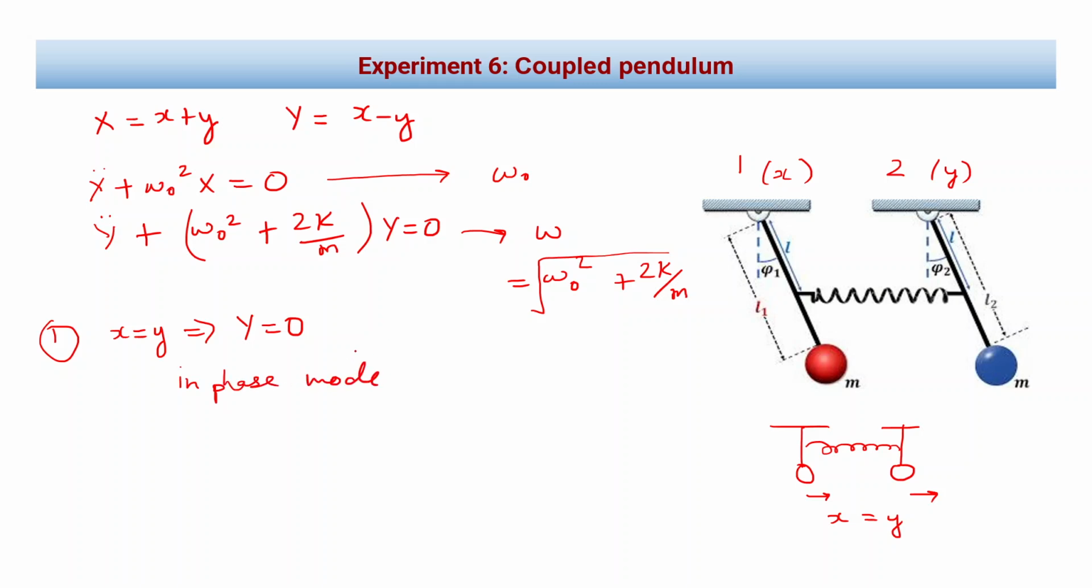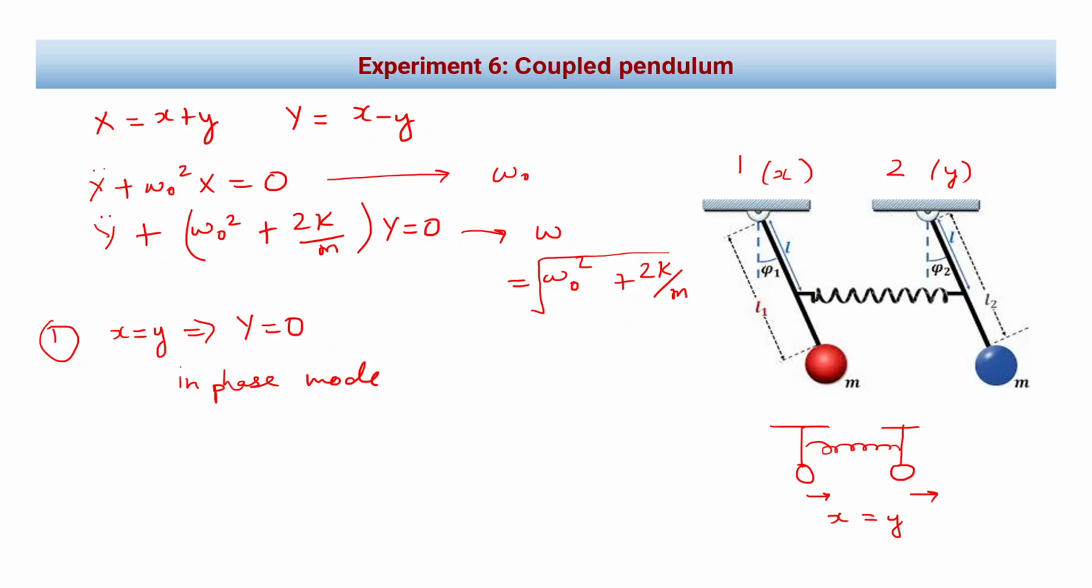This is called in phase mode. Sorry, so what does this mean? When we give displacement in the same direction by the same amount and capital Y is 0, this is called in phase mode. What happens is, since we have given the displacement by the same amount, the spring is in equilibrium. It's neither getting compressed nor getting extended.